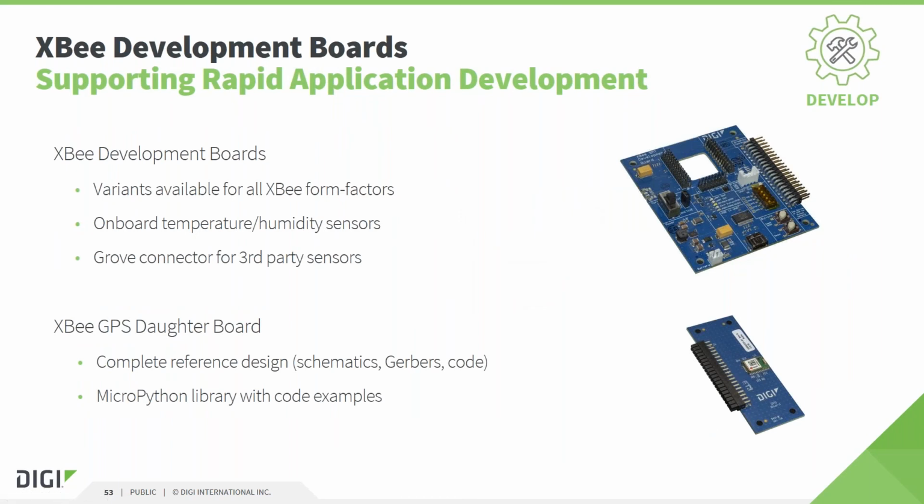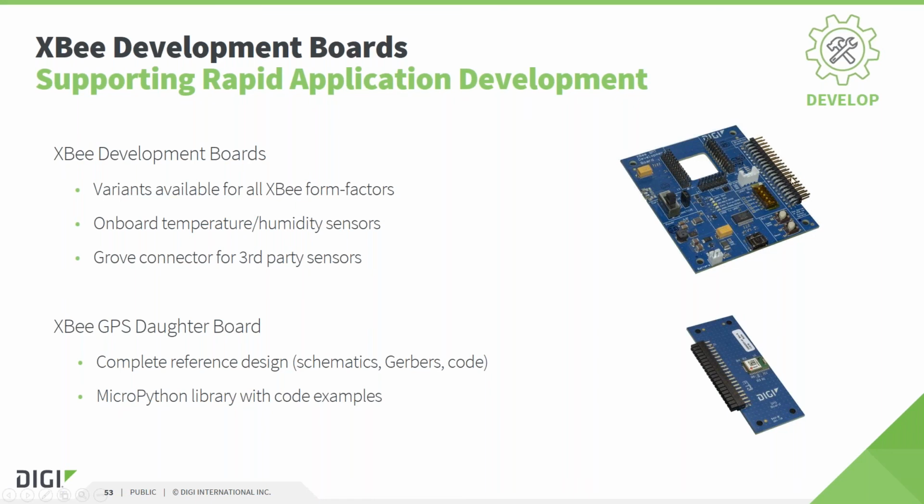Digi also provides hardware tools that can be used in the evaluation and development of an XBee product. For example, our development boards are available for all XBee form factors, and the most recent board includes an onboard temperature and humidity sensor and connectors to add third-party sensors easily. This allows you to create full end-to-end IoT proof of concepts in a very short time frame.